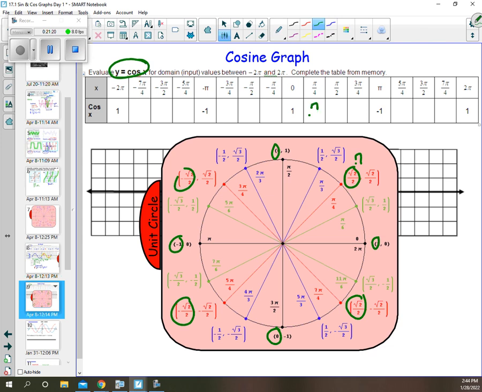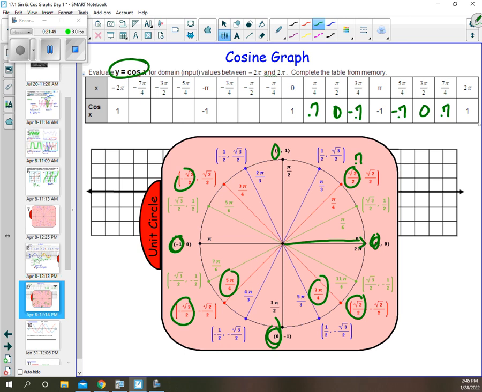So we have a positive 0.7. We get to the middle at 0 for pi over 2. 3 pi over 4 is negative 0.7. At pi, we've got our -1. At 5 pi over 4, we're down at negative 0.7 in quadrant 3. At 3 pi over 2, we're at 0. And at 7 pi over 4, we're at positive 0.7. And then back to 1 again before we start cycling. Now remember what we did for the negative angles.